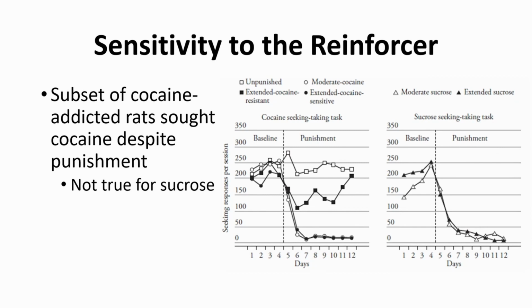But in this instance, they found that rats would persist in seeking out cocaine even if the act of seeking cocaine led to the delivery of a punisher. But they would not continue seeking out sucrose if seeking sucrose resulted in the delivery of that punisher. So we could interpret this as saying that sucrose wasn't reinforcing enough to overcome that punishing part of the equation, but the cocaine was reinforcing enough to overcome the punishers.